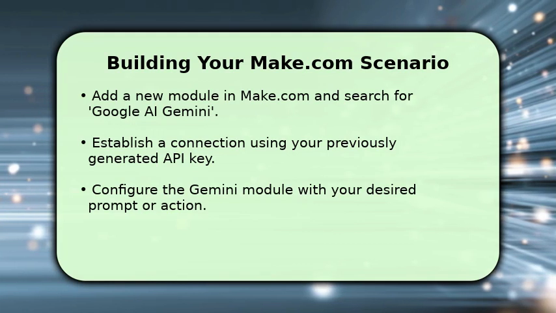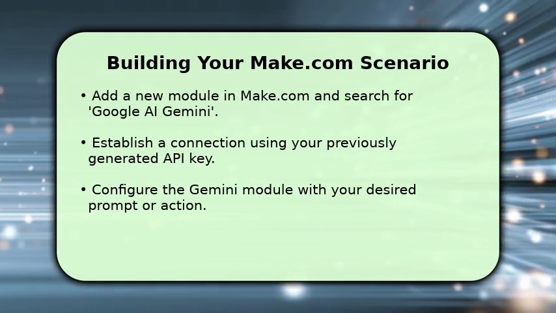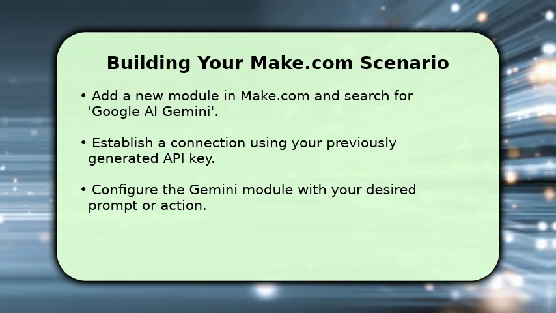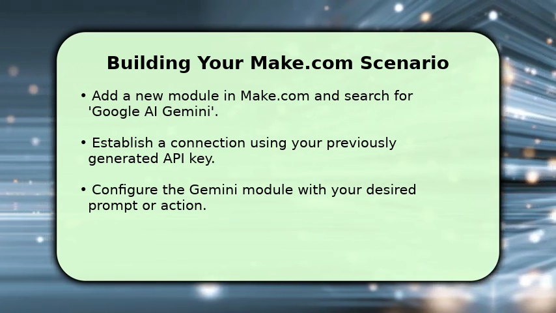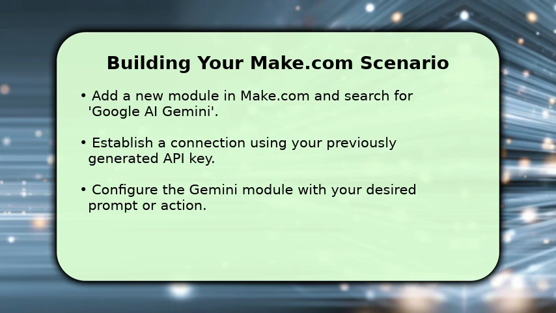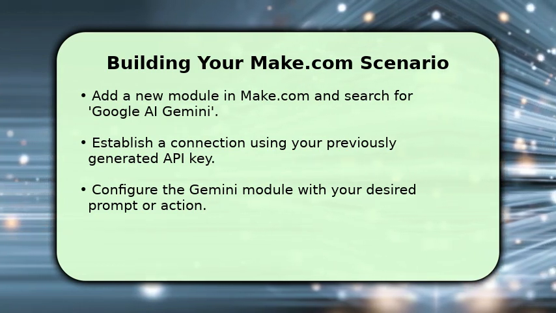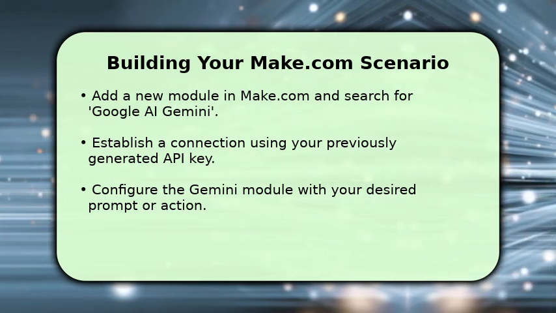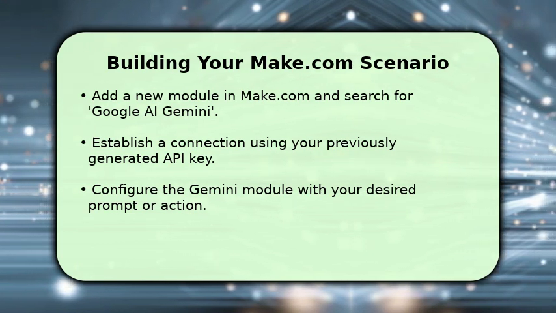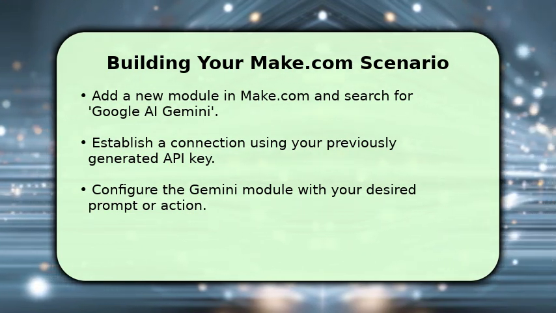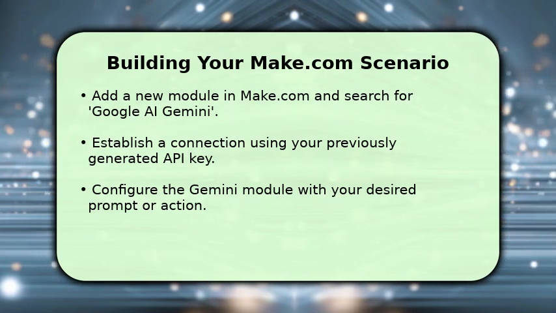Now, let's move to Make.com. Create a brand new scenario and add your first module. Search for Google AI Gemini and select it. You'll then be prompted to create a connection. Paste the API key you copied from Google AI Studio into the designated field. Once connected, you can configure the Gemini module, choosing actions like Create a Completion and setting up your prompts.